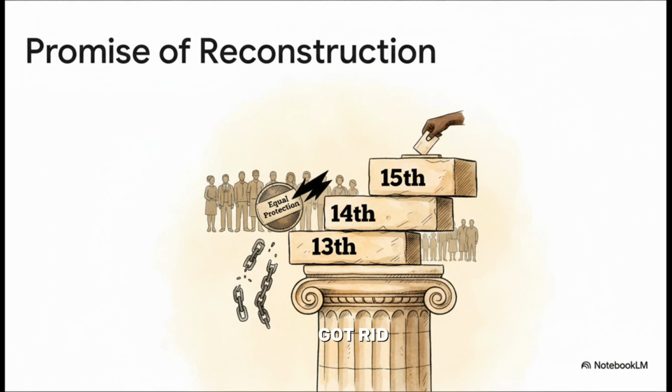The 13th got rid of slavery for good. The 14th granted citizenship and equal protection to everybody born here. And the 15th guaranteed the right to vote for black men. On paper, this was it. This was the moment the nation's founding contradiction was supposed to be resolved, once and for all.